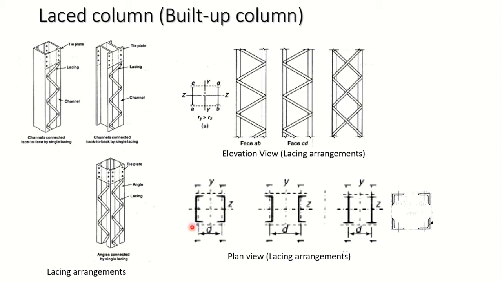Okay, so that will help in deciding the spacing between the two columns in the built up column. That is the limitation we have: ry can be brought equal to rz. That is the maximum limit we can have in these two sections.